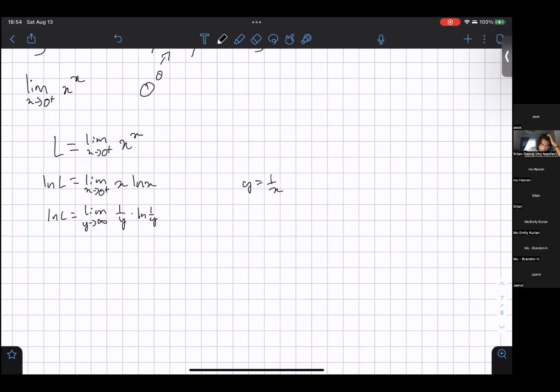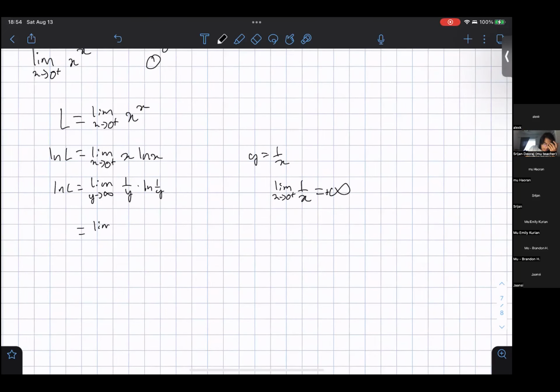So basically what I did here was the limit as x approaches 0 from the positive side of 1 over x is equal to positive infinity. So I know that as x approaches 0 from the positive side, y approaches infinity. And so I can make this substitution here. Then this is equal to the limit as y approaches infinity of negative ln of y over y. That's because ln of 1 over y is just negative ln of y.